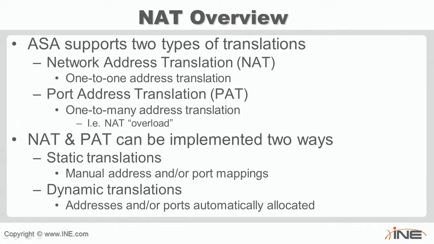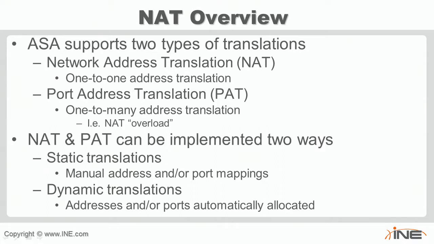Now, the typical cases that we would use static translations are when we have public services on the inside of the network. For example, our public web server or maybe our public mail server, that we want to be visible from the outside, but not necessarily for every single port, or we're trying to share multiple public addresses, or maybe just one public address, with multiple inside private servers.